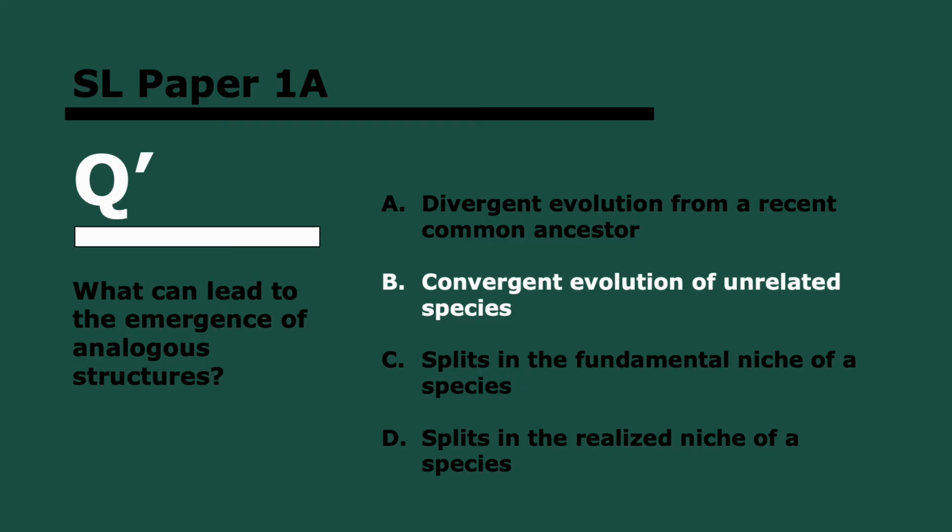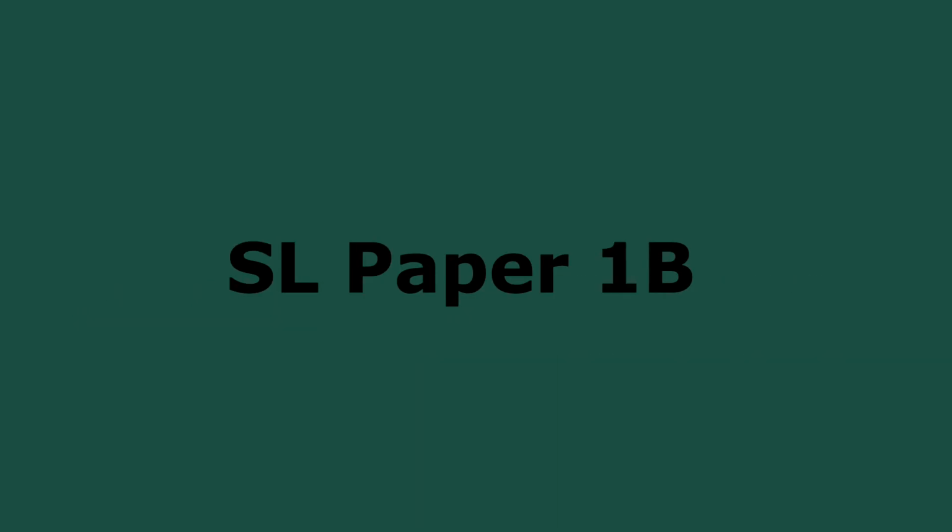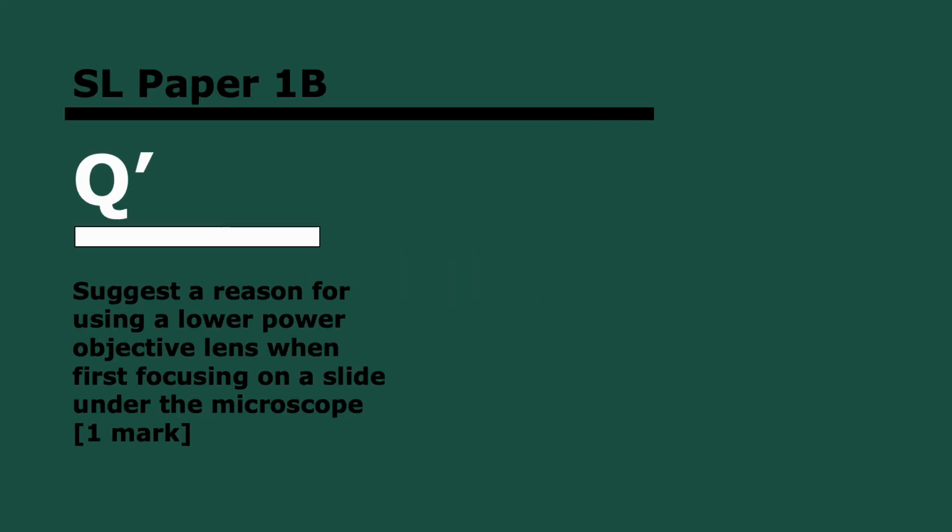So that's all for the multiple choice in the specimen paper. Now let's look at paper 1B. So that's shorter answer questions. So first of all, suggest a reason for using a lower power objective lens. Now this is a very practical question. Hopefully you've used a microscope and you know the answer.